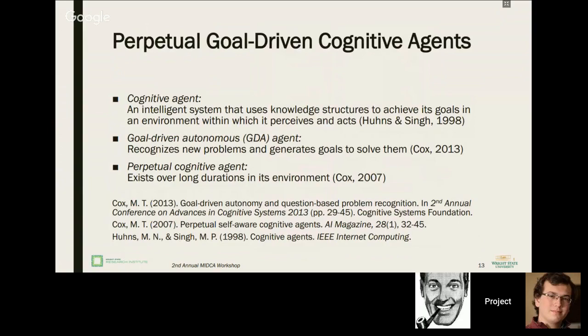So I wanted to switch to our take on cognitive architectures and cognitive agents and related concepts in MIDCA, the little MIDCA community that we have here. My thought was to think of it as a perpetual goal-driven cognitive agent. I have less of a commitment to human data per se, but more about agents that do things in the world, whether it's a robot or a model of a human.